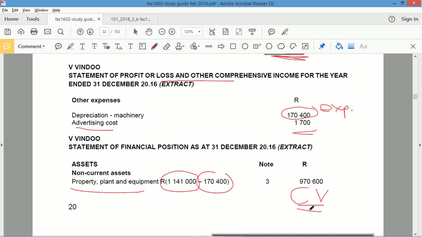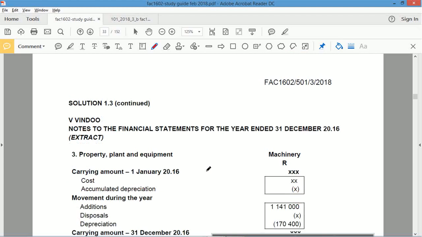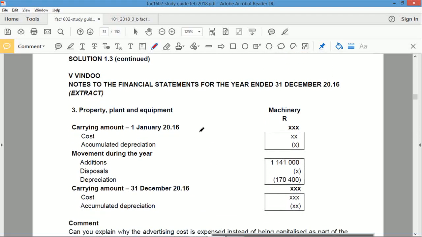So it's 970660. Okay, that would be an extract. So see, these are extracted line items. This would be part of a bigger question. This is just one little scenario from a big question. The question that you'll see in the exam will have many different adjustments, not just one. Right, and then they've given you a note here.